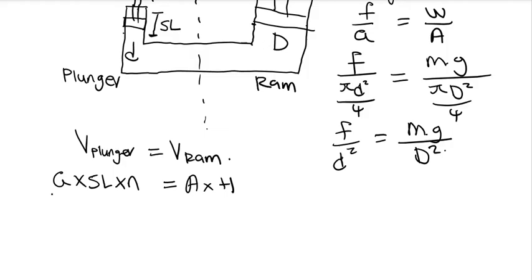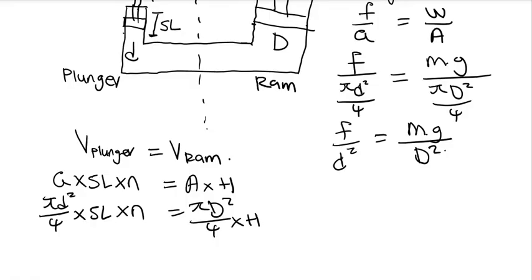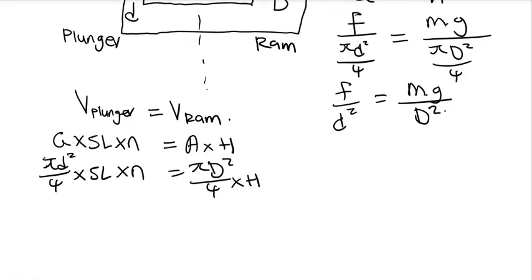So, meaning area is pi d squared over 4 multiplied by the stroke length multiplied by number of pumping strokes, equals pi d squared over 4 multiplied by height. Now we have a pi this side, another pi there, and 1 over 4, 1 over 4, so they cancel. So we have d squared multiplied by stroke length multiplied by number of pumping strokes equals d squared multiplied by h, which is the height at which our load will move.